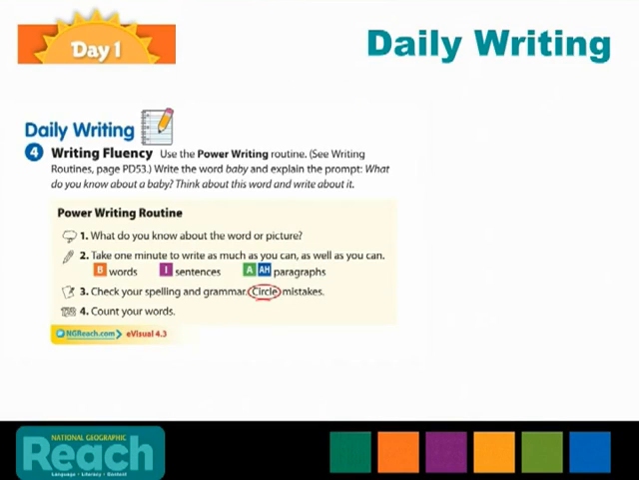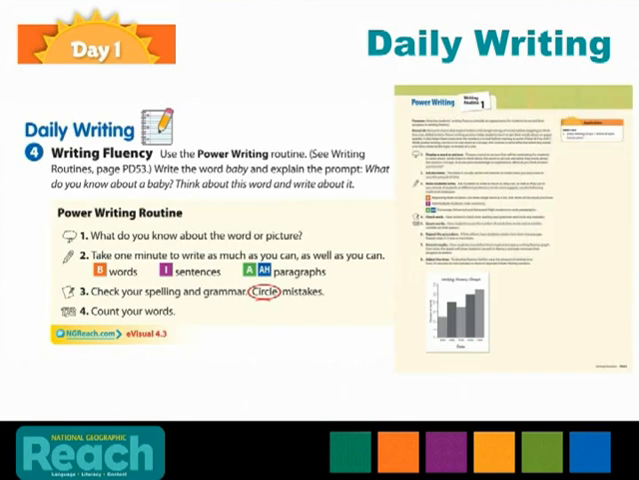And finally, as with the end of every day of the 10-day plan, we end with daily writing. The daily writing activity will vary from day to day, and it includes power writing, modeled writing, interactive writing, independent writing, and more. Here, we have the power writing routine number 1, which is located on page PD 53 in the front of your Reach Teacher's Edition.